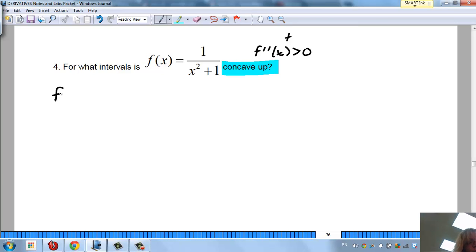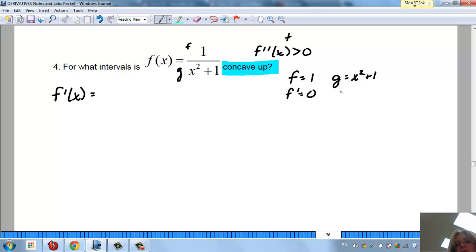So let's start with our first derivative. I get f prime of x, and here we're going to use the quotient rule, so there's our f and g's. So I'm going to say f is 1, f prime is 0, g is x squared plus 1, g prime is 2x. So if I did f prime g, that's going to go away, minus f g prime, that's a negative 2x, all over g squared, so it's x squared plus 1 squared. I just found the first derivative.